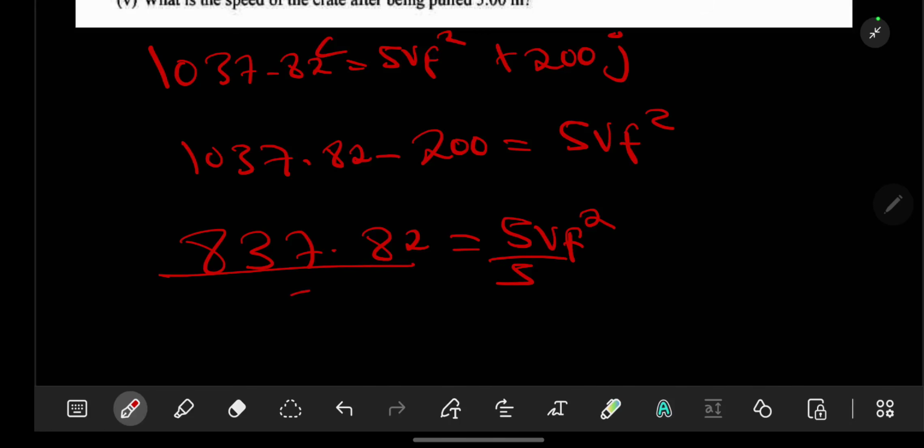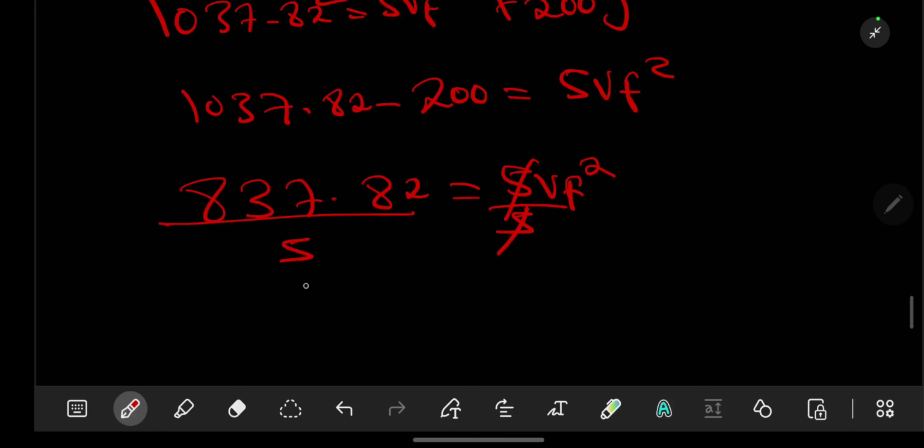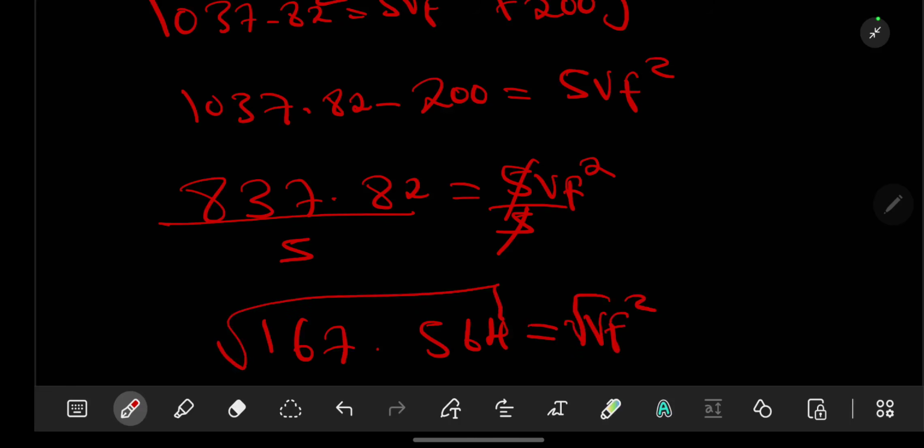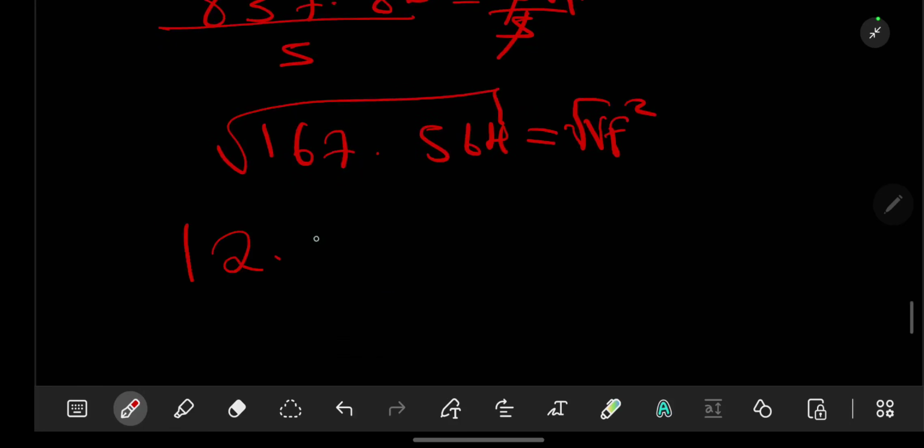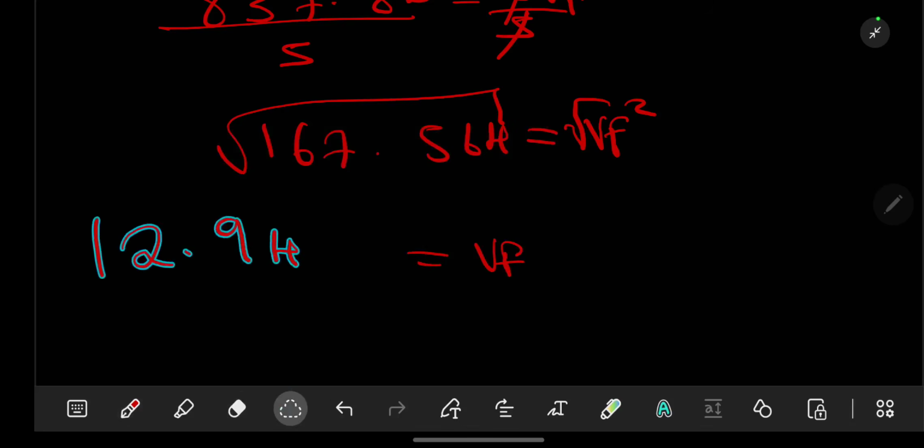We divide by 5, which gives us 167.564, which should be equal to VF squared. We find the root, and the root of this gives us a value of 12.94, which is our final velocity. So this is our velocity in meters per second. So either you use that or this.